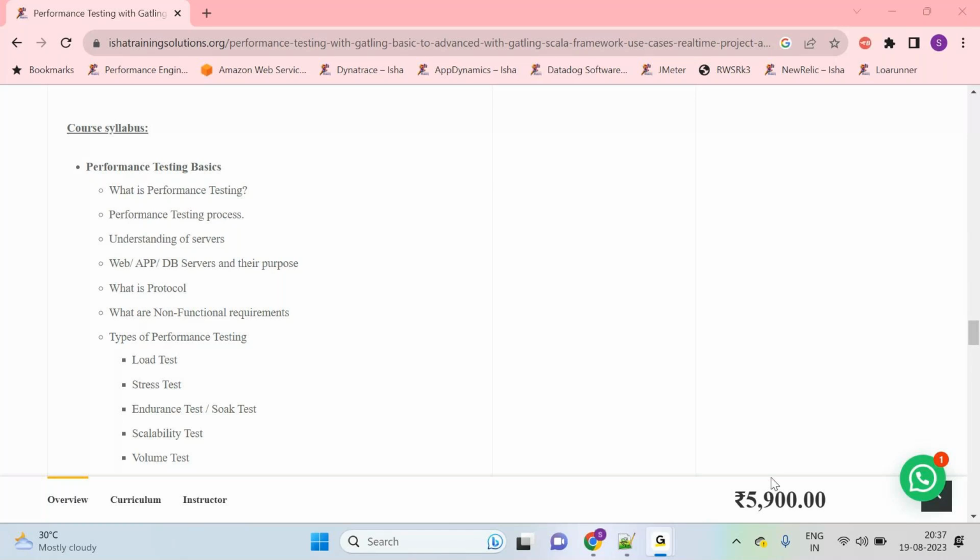Because that itself many are missing in the industry nowadays. Even if you are a 3 years or 4 years experienced performance tester, they are not having a strong foundational understanding of what is performance testing, why we are doing this activity, and in what way it is different from other testing. That is actually missing. So that is what we are going to do in the initial stage.